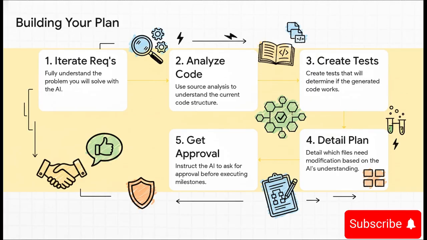First, you go back and forth on the requirements to make sure you're both on the same page. Then you have the AI analyze the code to map everything out. Step 3, create the tests to prove the new code actually works. After that, the AI details its whole plan of attack, listing every single file it's going to touch. And finally, step 5, it has to ask for your approval before it does anything.